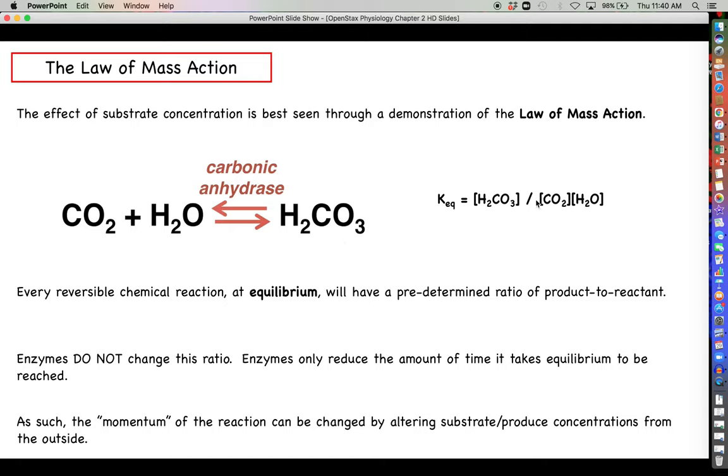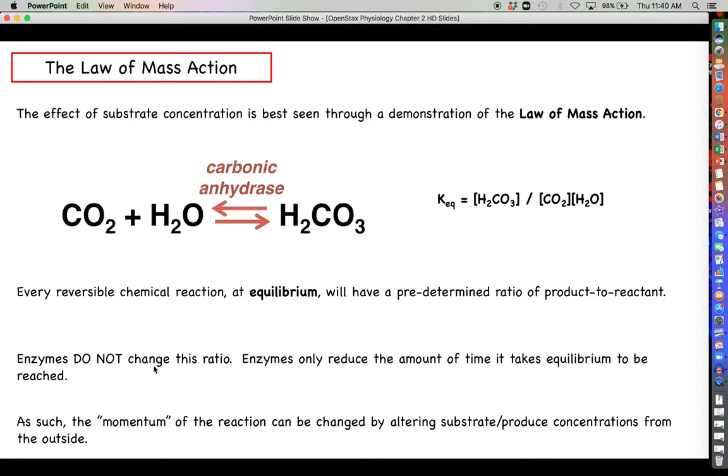These ratios are out of whack, so what the law of mass action says is that the reaction is going to change direction so that we reestablish equilibrium. In this case, the reaction would swing from right to the left. We would start reforming more carbon dioxide and water and start using up some of that extra carbonic acid that the system just took on.